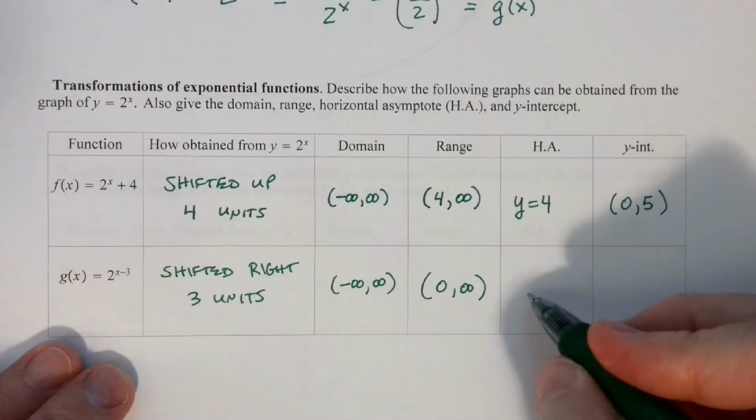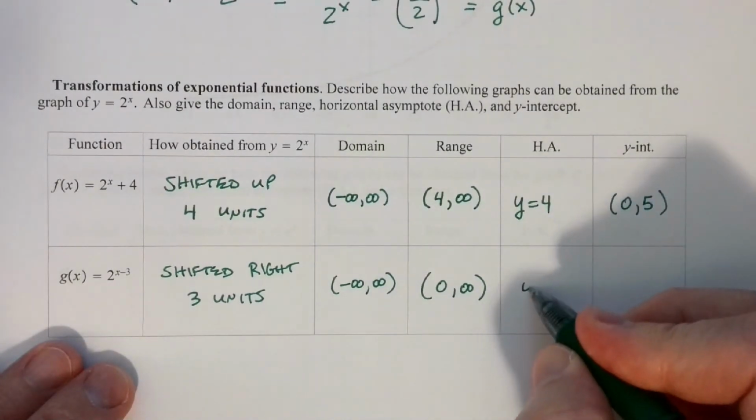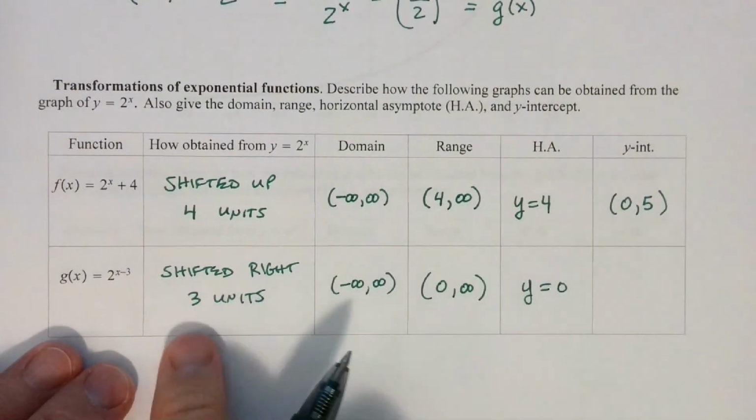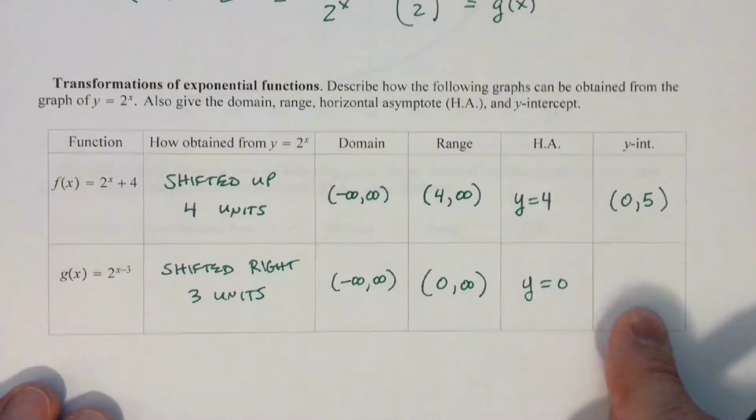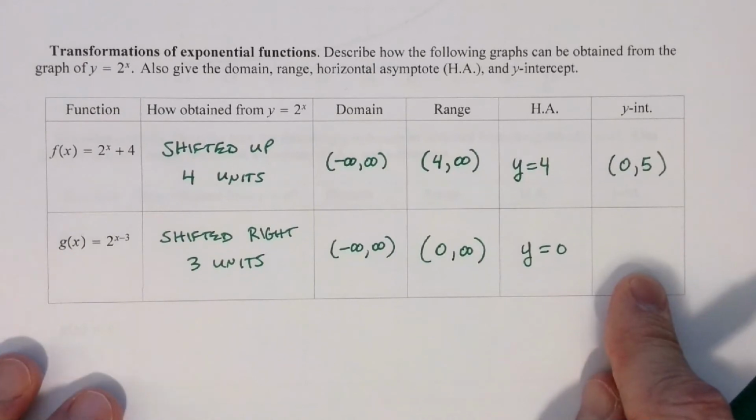Our horizontal asymptote, that's still the same. It's still y equals 0. We've done a horizontal shift, right? We haven't moved up or down. Now the y-intercept is going to change.